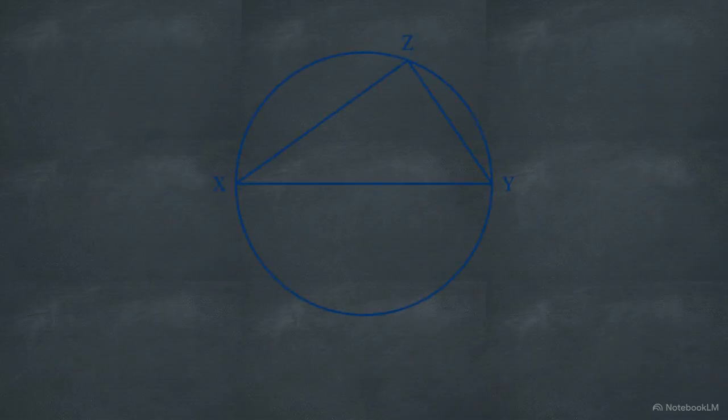Quiz 3. Diameter XY means angle Z is 90 degrees. If angle YXC is 35, what is angle XYZ? Subtracting both from 180 gives us 55 degrees.